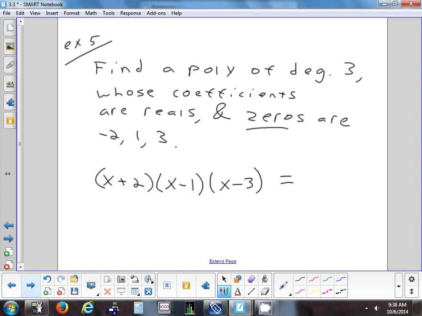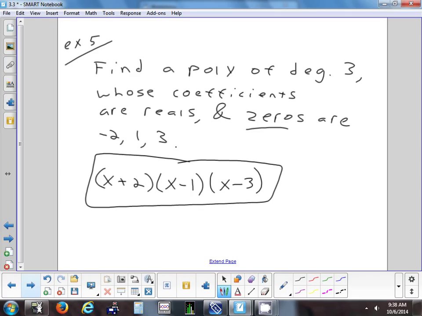That would be my polynomial. Now, if they wanted us to FOIL this out, that's just an exercise in Algebra 1. I'm just going to leave the answer like that. That's my polynomial: x plus 2 times x minus 1 times x minus 3.